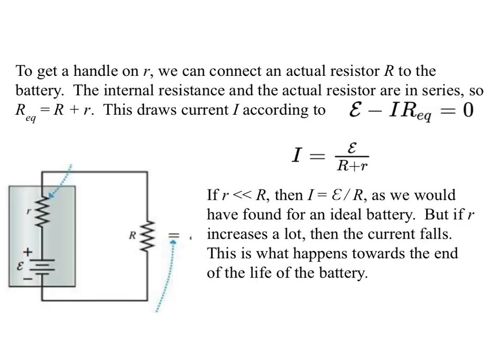To get a handle on r, we can connect an actual resistor, capital R, to the battery. The internal resistance and the actual resistor are in series, so the R equivalent is big R plus little r. This draws some current I according to the Kirchhoff loop law. We have current flowing like this, which is current flowing through the battery. And if we take this loop and we start here, we gain EMF and we lose the resistance because we've turned this circuit into now one of our ideal circuits.